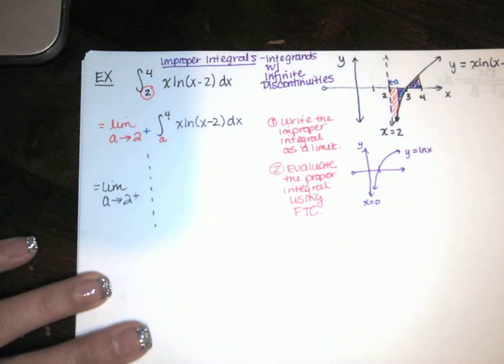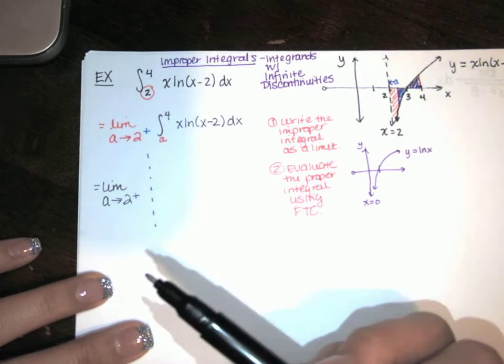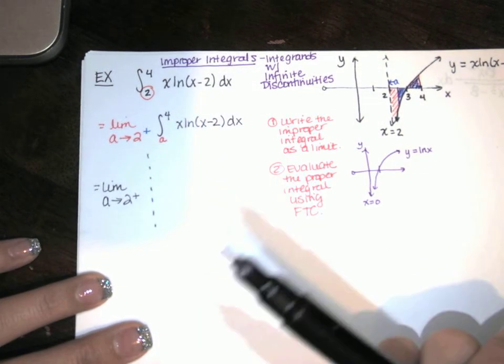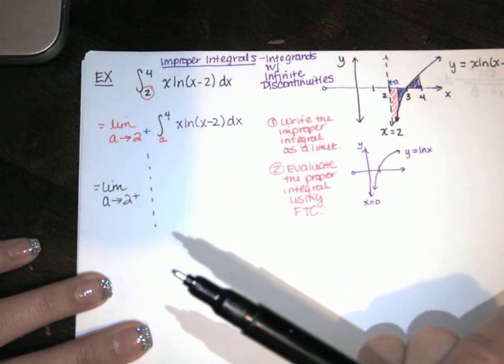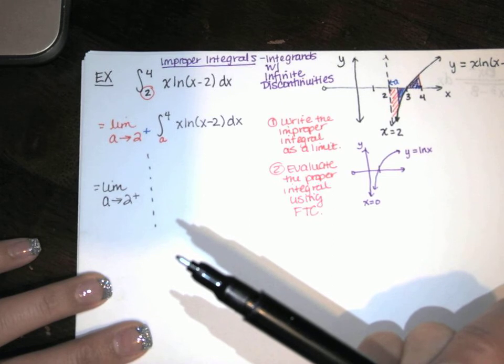The first thing I ask myself is, do basic rules apply? And they don't. I've got a product of an x and a log function, a logarithmic function. So I definitely don't have a rule for that. Next, I could ask myself if u sub applies.